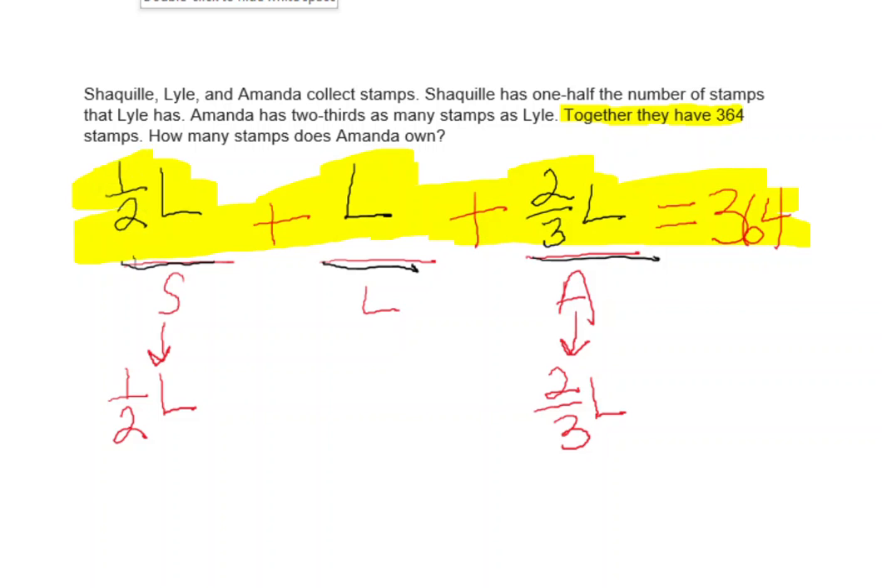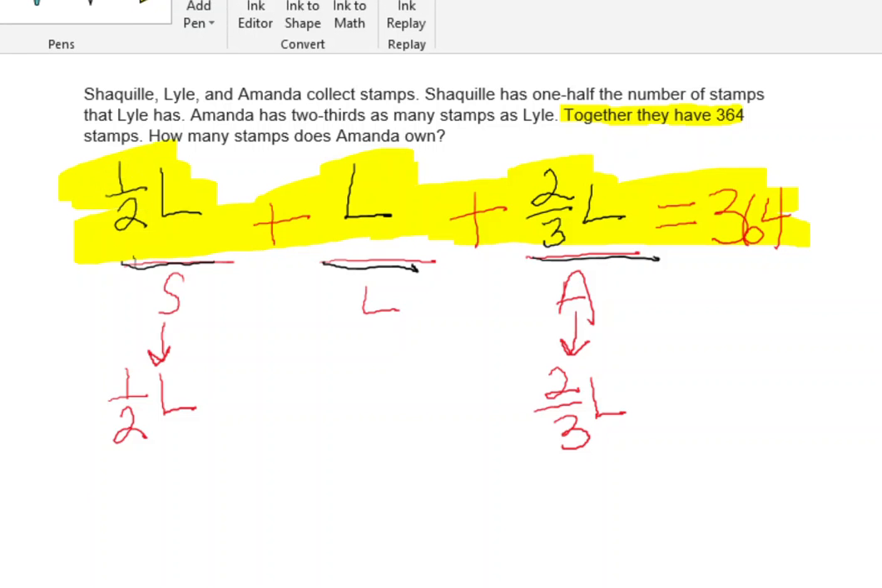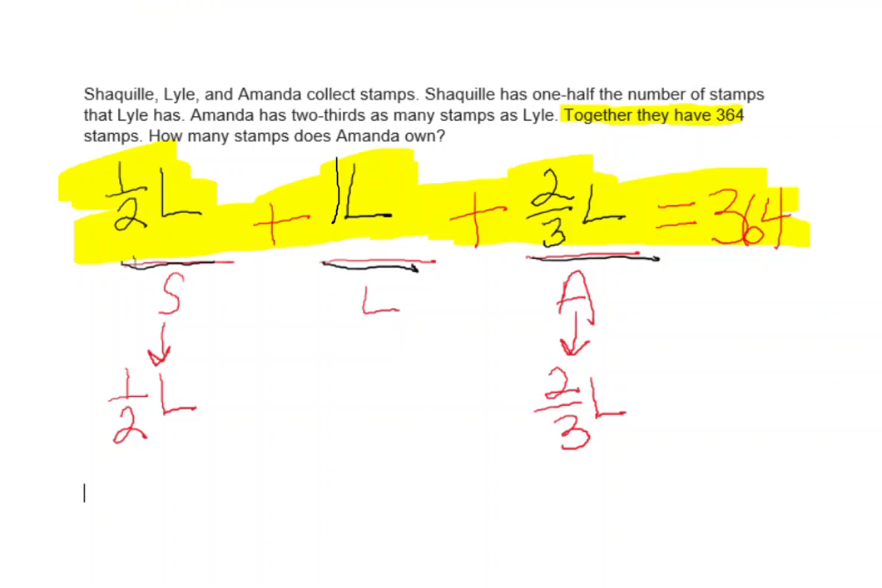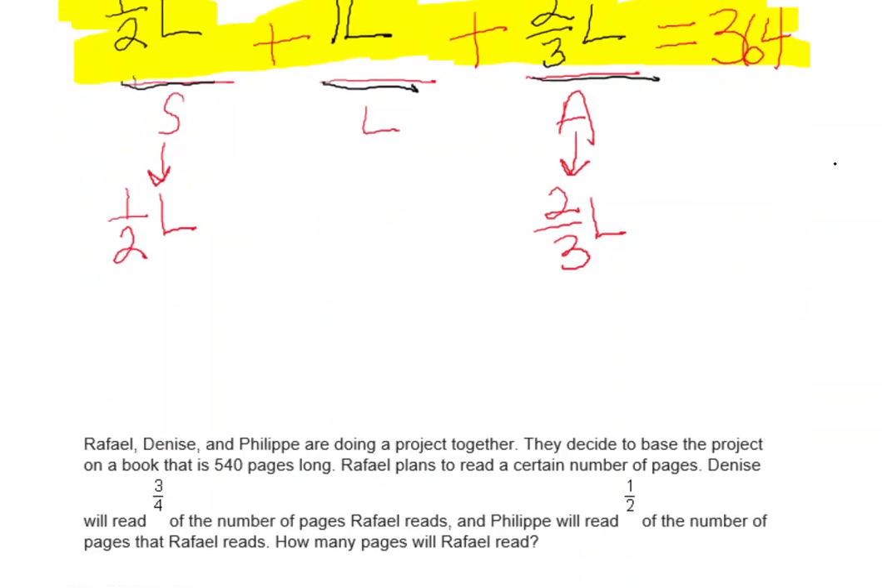We can combine like terms and solve. To combine like terms, this has a coefficient of 1. So I would start by adding 1, 1/2, and 2/3 to get a total for the coefficient of L. And then I would solve from there. But that's how you would set up the equation. Let's do another problem similar to that.